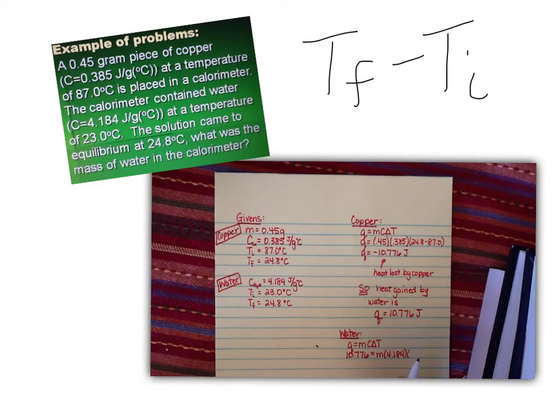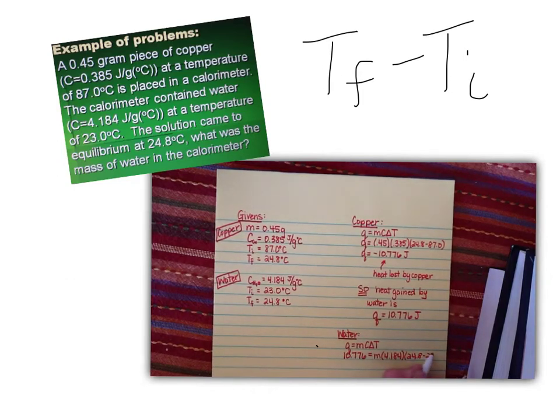You have to change that, okay? You have to change it from whatever you find the Q of the other one to be. It's always the opposite sign. Plug in my variable, which is the mass. I plug in my 4.184 and my TF minus TI. Now it's just a matter of solving. Divide over the 4.184 and divide over the 24.8 minus 23. Remember, order of operations is important. And you should end up with a mass of 1.4 grams of H2O.